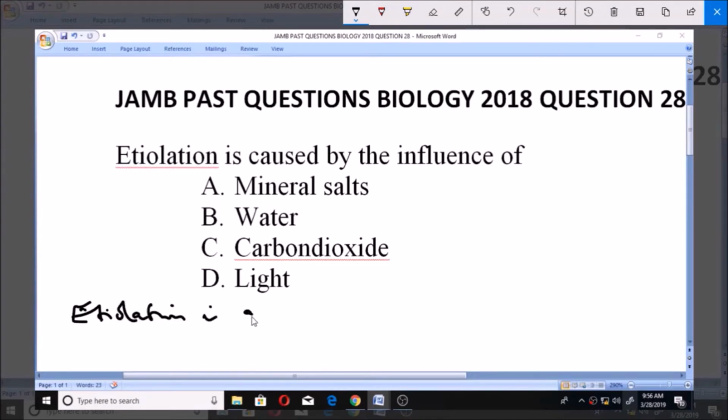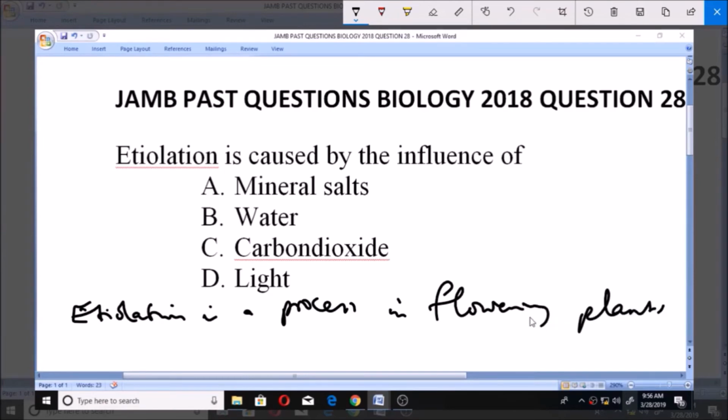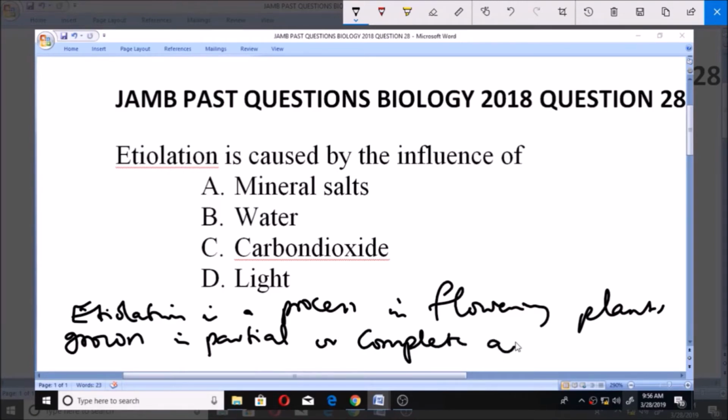Etiolation is a process in flowering plants. This etiolation actually happens in flowering plants whenever they are grown in partial or complete absence of light. So the growing of flowering plants in partial or complete absence of light gives what we call etiolation.